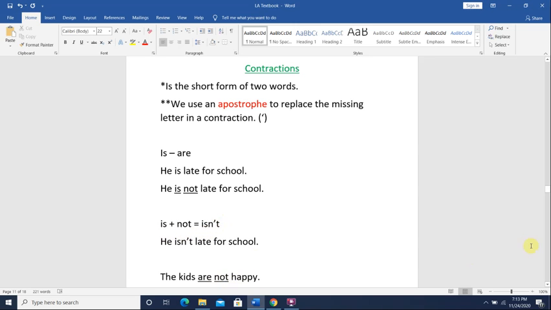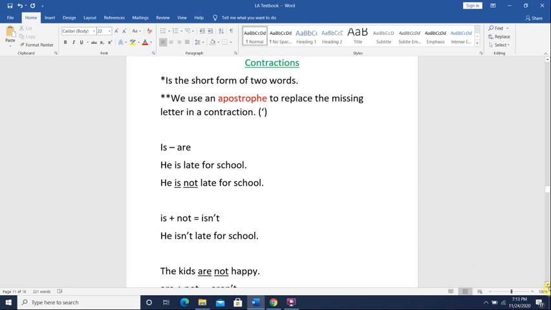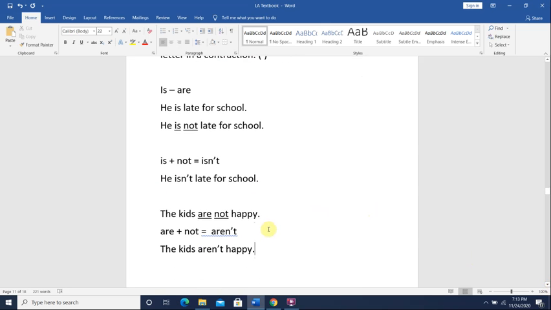Are not, I will write the word are. Okay? And then I write the N next to it from not, and I take away the O and put an apostrophe, and then I add the T. It becomes aren't. The kids aren't happy.